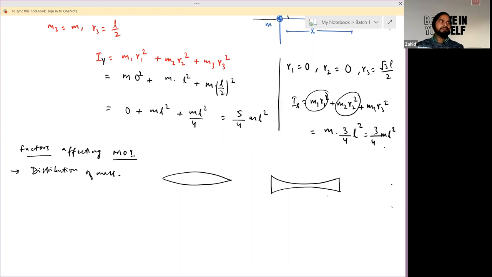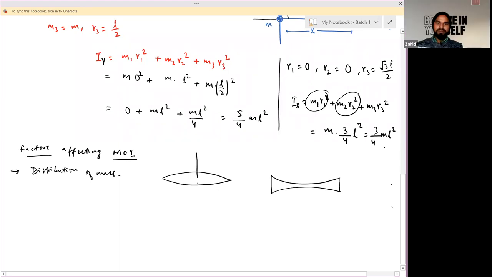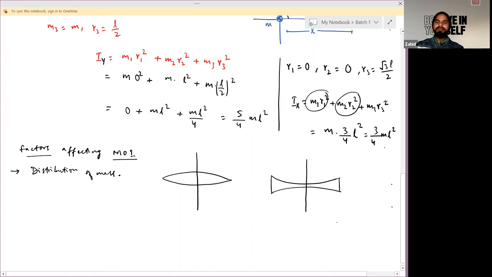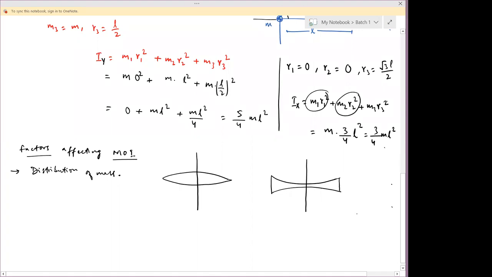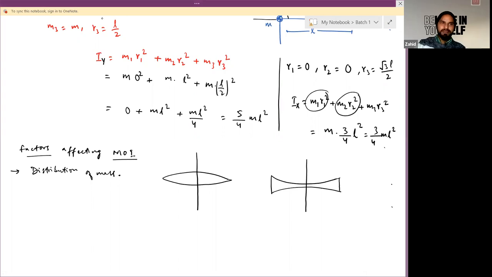Khalid, yes, sir. Which one do you think will have more moment of inertia, concave or convex? Concave, sir. Okay. Hamza, any guess? The concave. Okay.